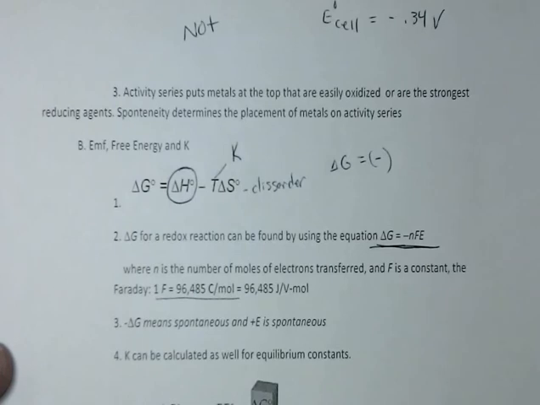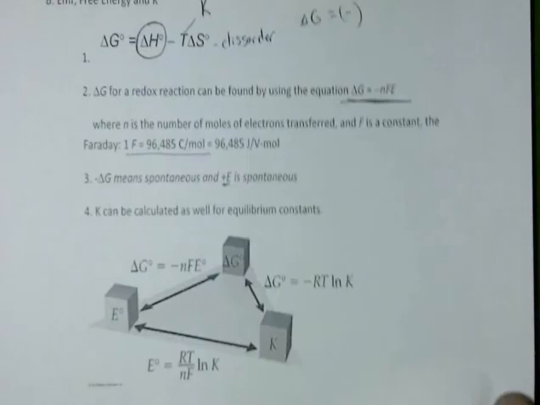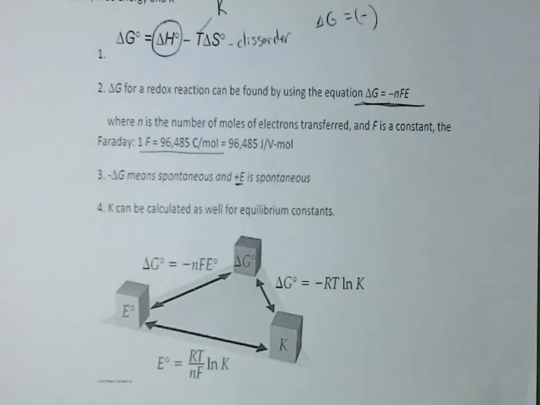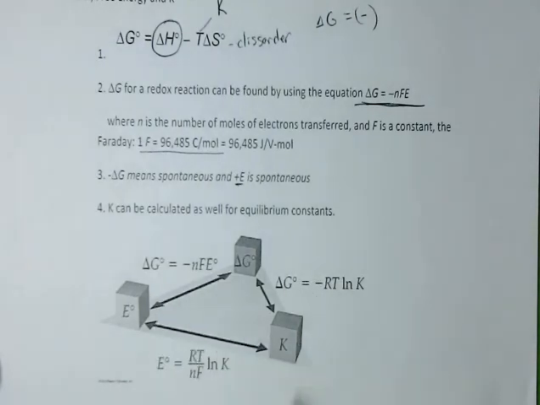The big thing to think about is that delta G, if it's negative, is spontaneous, and E has to be positive to be spontaneous. You can also calculate K from any of these equilibrium expressions. The graphic I'm about to show you does a really nice job of showing all those different conversions. If you know the E standard of the cell, you can plug that into the equation and solve for delta G.